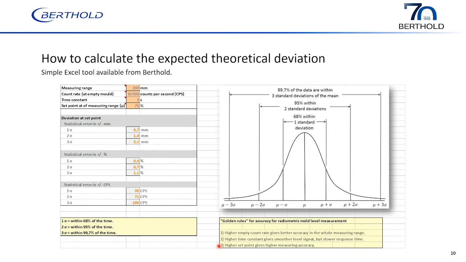Which is probably also interesting to know is that the higher set point improves the precision of the system. A mold is usually designed to have a certain set point for the casting level. However, if you're casting on a higher level, your precision will be better using a radiometric mold level system.